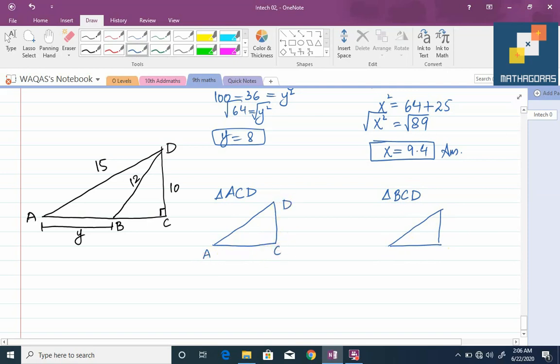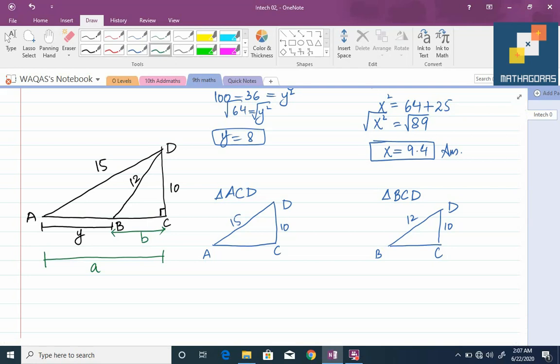Now in ACD, the length of AC is unknown, AD is 15 and CD is 10. In BCD, it's 10, 12, the length of BC is unknown. Now what is our strategy? We need to find the value of y. At first, we need to find the value from A till C. Let's call this variable A. And then we will solve the value for B till C, that will be B. And then we need to subtract these two values to find the value of y. That is our strategy.